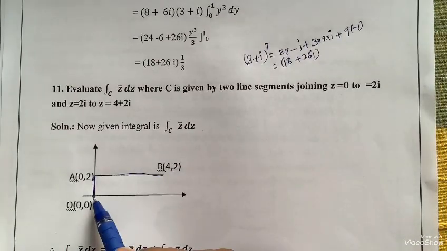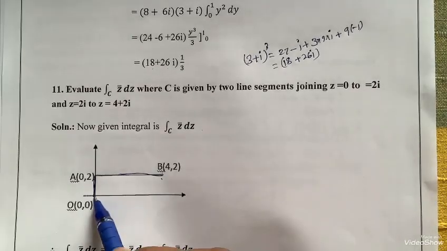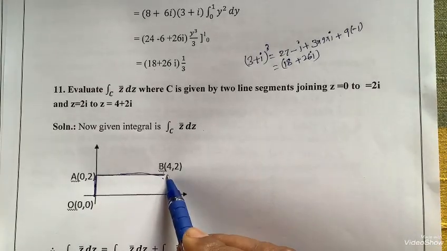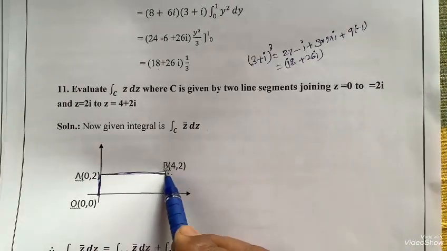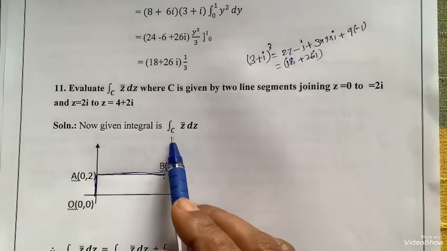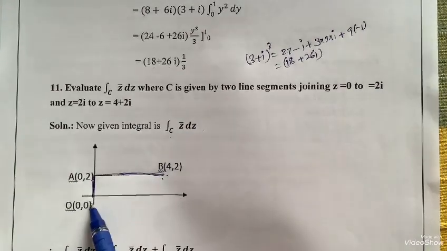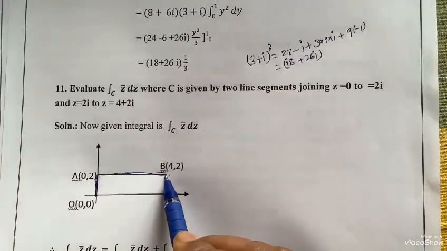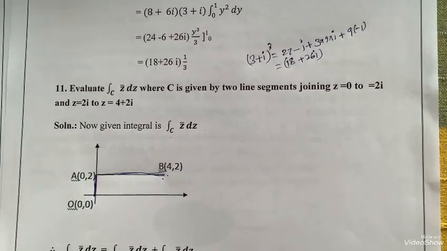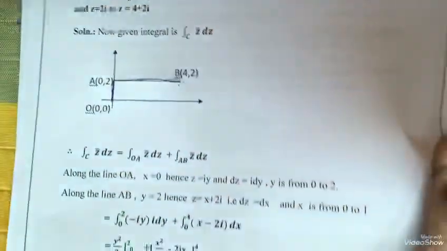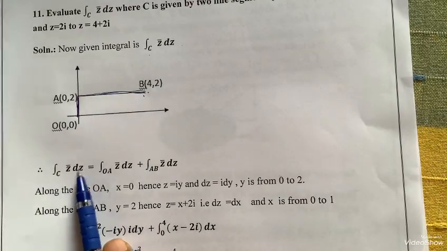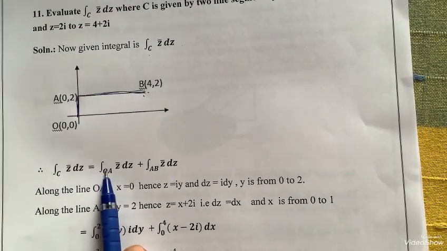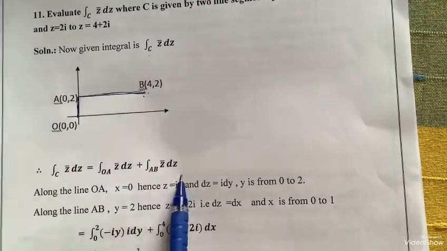So the point moves from the origin along this and this, not directly along this line. That line also may be asked, but here they have given this path. So you have to find the integration over C. That is, over OA plus AB, you have to write it. Therefore, now the integration of z bar over C, that is OA plus AB here.